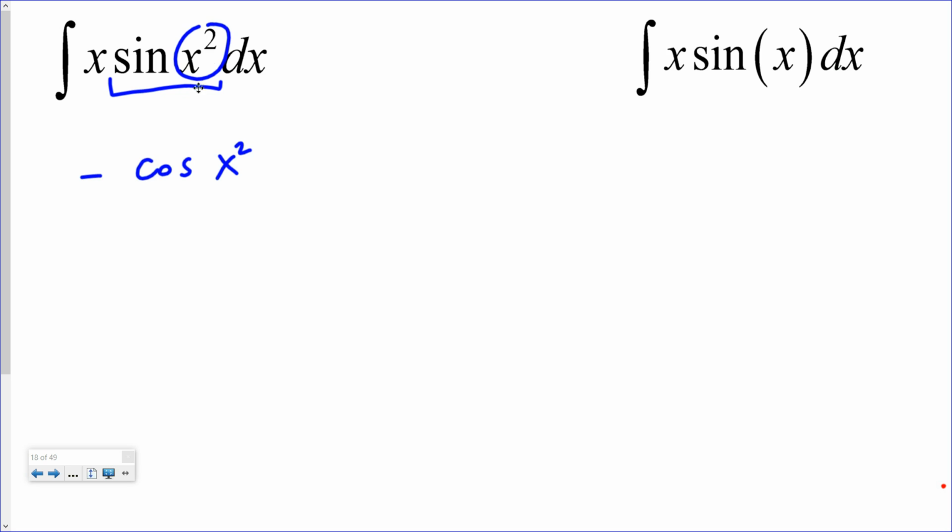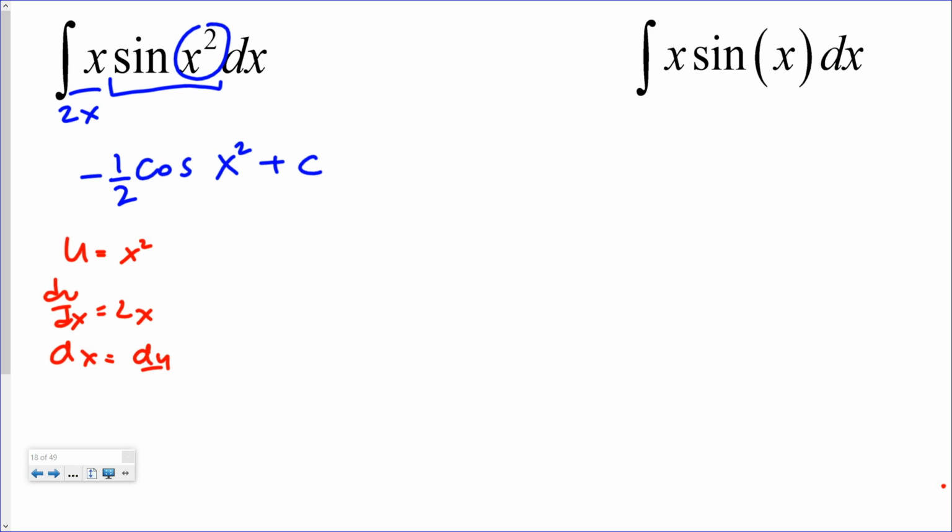So what's the derivative of x squared? 2x. So if I divide by 2x, do my x's cancel out? Yes. So what I get here, if I integrate it, is negative 1/2 cosine x squared plus c. And that's kind of a shortcut. If you weren't comfortable with that, you could have done it the long way. u equals x squared, du/dx equals 2x, dx equals du over 2x. And you would have ended up with the same thing.